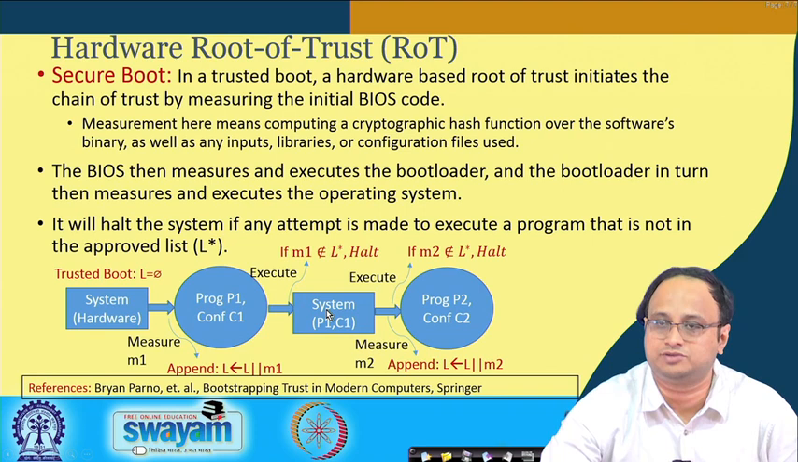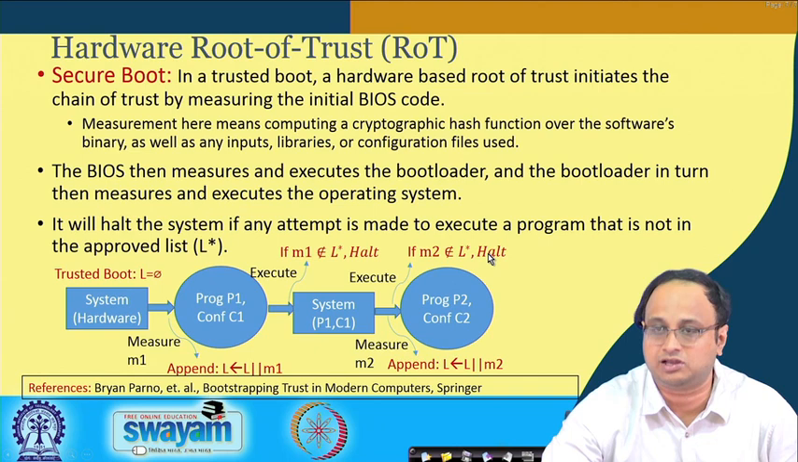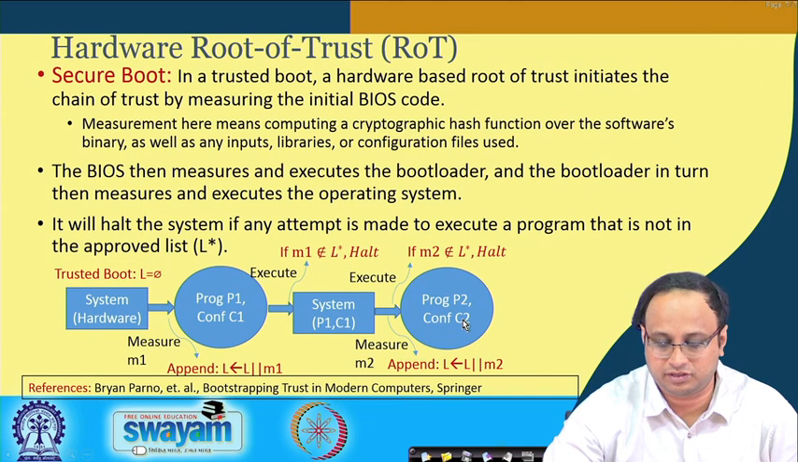Now the BIOS takes control, and the BIOS starts to measure and execute a bootloader. Again, the same process continues. The measurement is done and appended. If the appending is fine, then it is allowed, otherwise it halts. Finally, the operating system comes into control. If you consider this chain of trust, then the entire trust is built upon the assumption that the hardware, which is your root of trust, is pure, is essentially trusted.